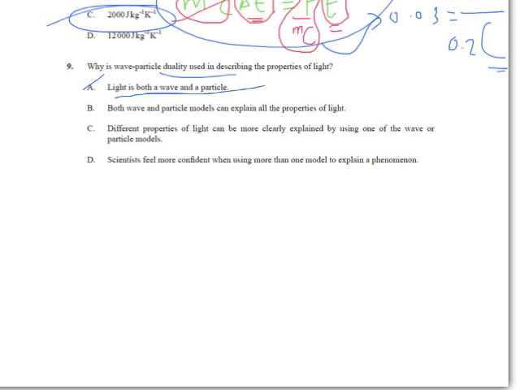B, both wave and particle models can explain all the properties of light. Well, if they could, we wouldn't need both of them, would we? So what we need is something a little bit more specific. C, different properties of light can be more clearly explained by using one of the wave or particle models. Now this is a more complete and specific picture because it really just depends on what property we're talking about. If it's reflection, if it's refraction, interference, each individual one would have a particular particle or wave model. So the correct answer is C.